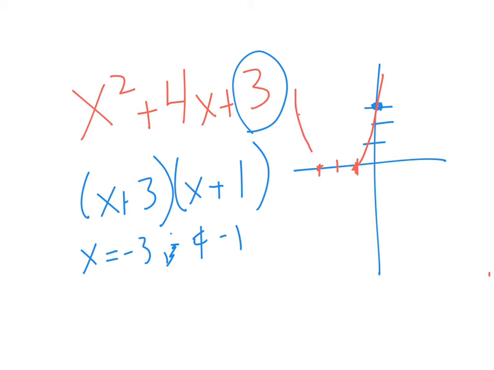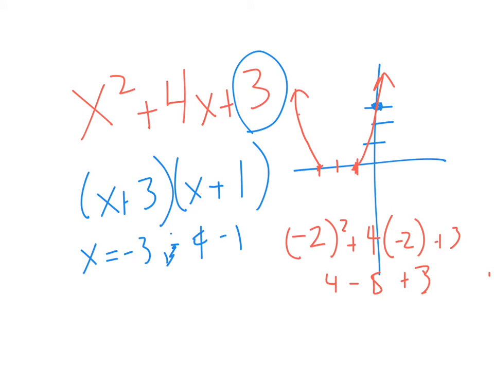We just need that vertex, and the vertex is going to be right here. Don't have to use the formula now because I know that the vertex is going to be right here at -2 something. So I have to plug -2 into the equation. Plus 3, so I get 4 minus 8 plus 3. Again, I get -1. So here is the x squared plus 4x plus 3.